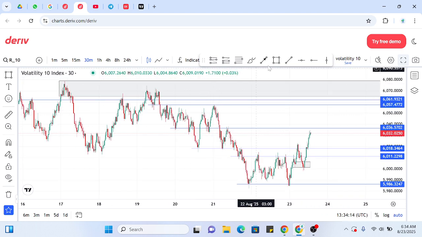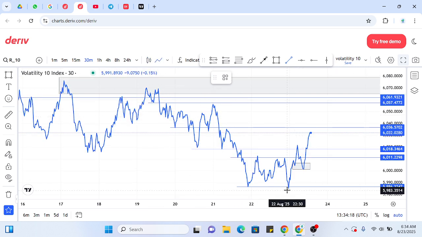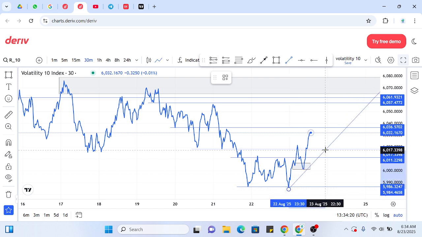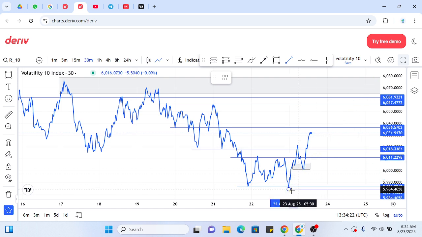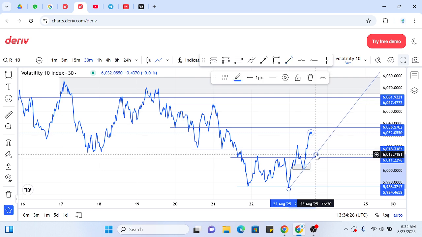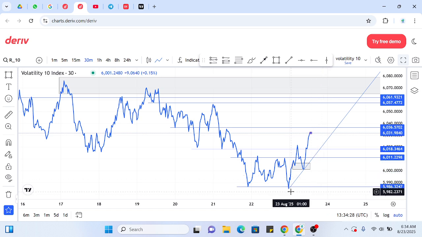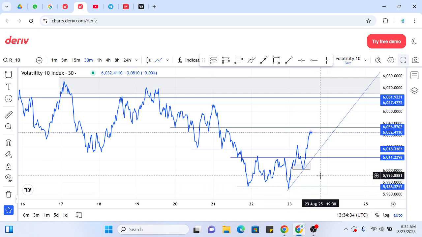Now, how do you know what you should be anticipating for? This is how you know when it's time for an entry for a sell. So basically, this is the trend line we'll be drawing. This is how you'd know it's time for a sell.